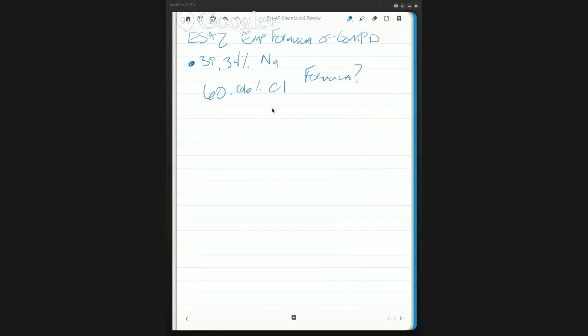Okay. Now, looking at this, whenever you're given percentages, you don't know the size of the sample. So the easy way to do this is if they're talking about a sample and they've just given you percentages, pretend like the percentages are actually grams. If it's 100%, it's 100 grams. So 100% is equal to 100 grams. Okay, so now the sodium is equal to 39.34 grams and the chlorine is equal to 60.66 grams.